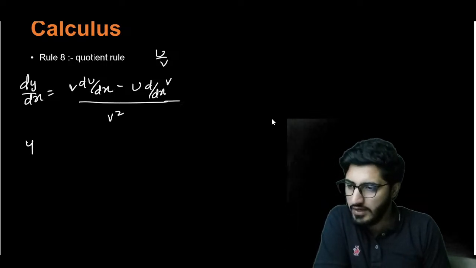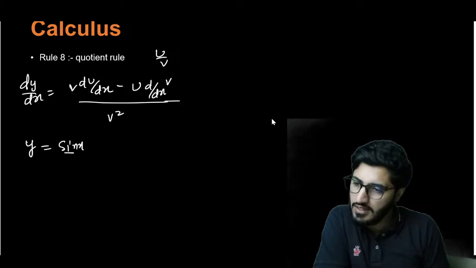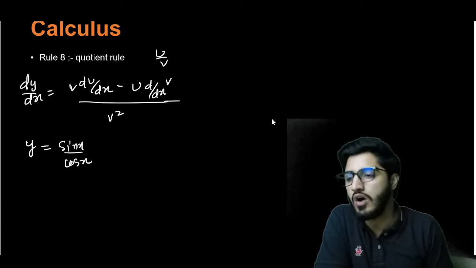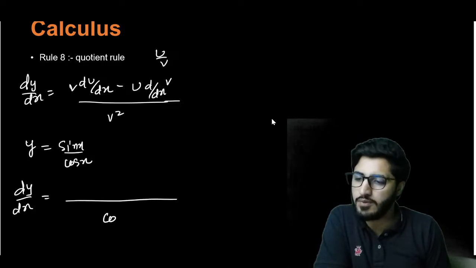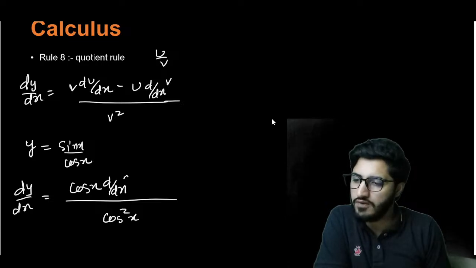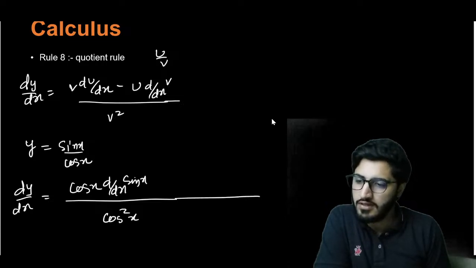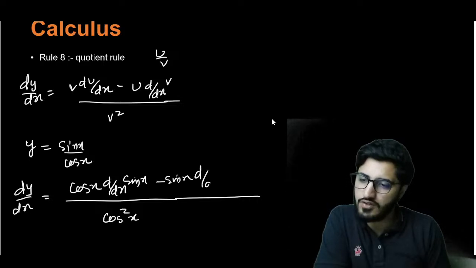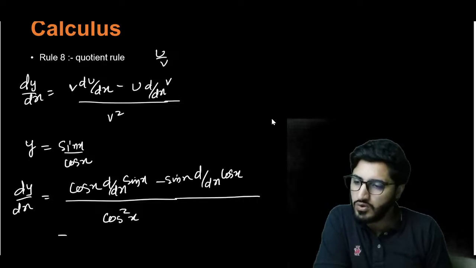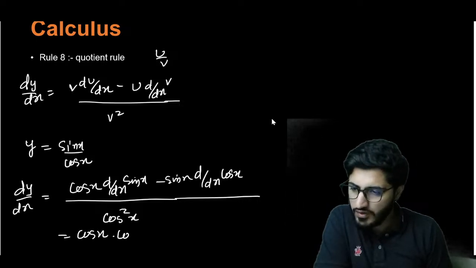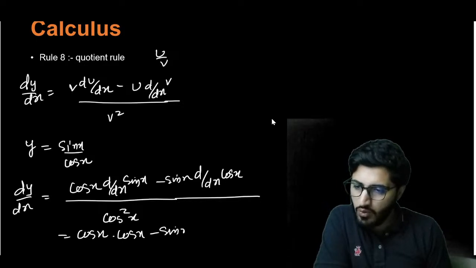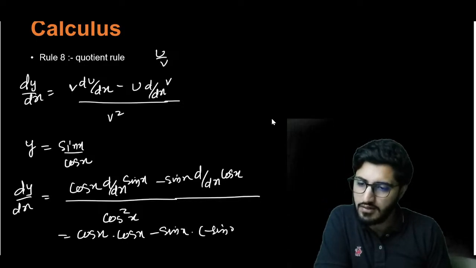Let's say we have the function y equals sine x by cos x. How can I manipulate this now? dy by dx would be equal to, with cos square x in the denominator, cos x times the differentiation of sine x only, minus sine x times the differentiation of cos x only. The differentiation of sine x is cos x, and the differentiation of cos x is minus sine x, whole divided by cos square x.